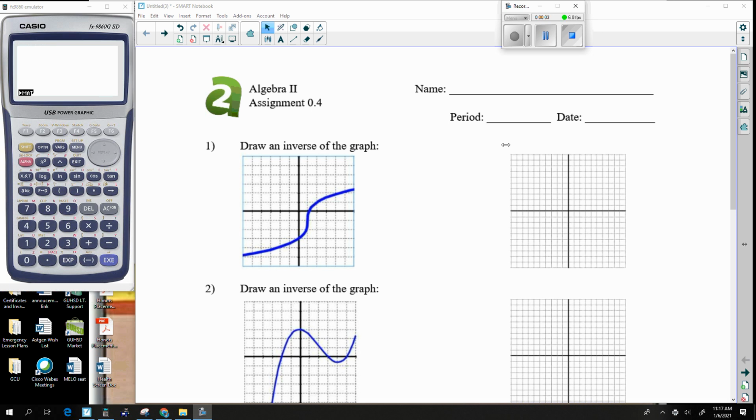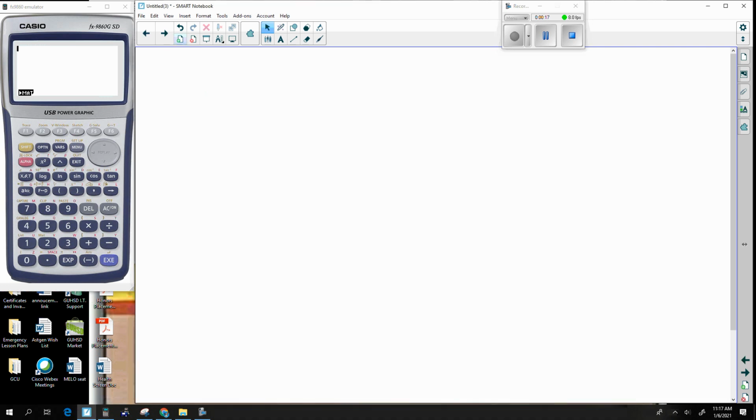Here we are with Algebra 2, Assignment 04, so Unit 0, Assignment 4. And here we are being introduced to inverses. Before we get to problems and things like that, let me just quickly describe what an inverse is.